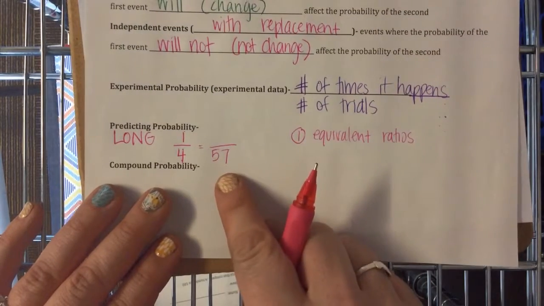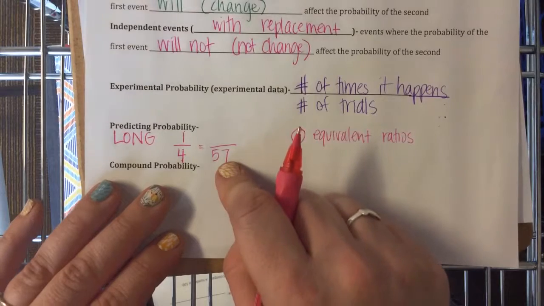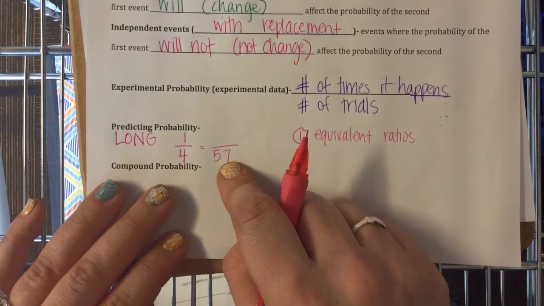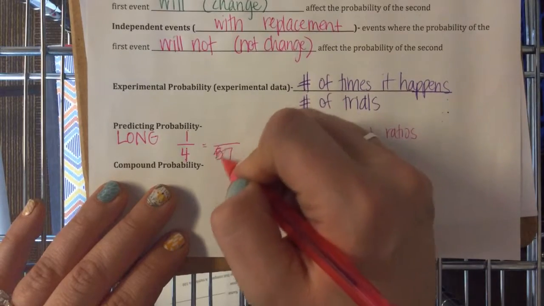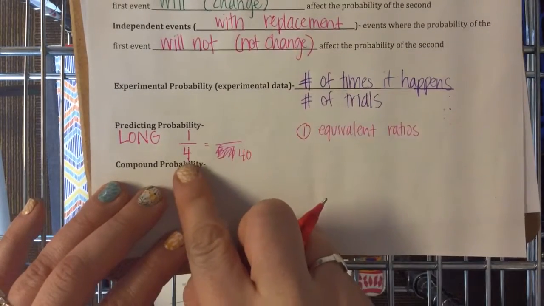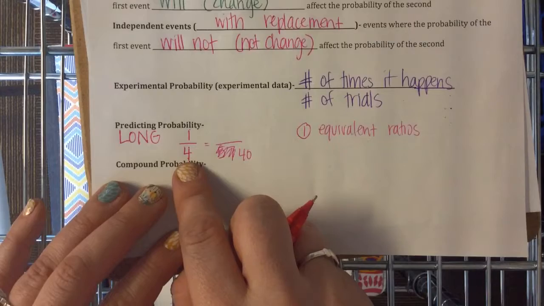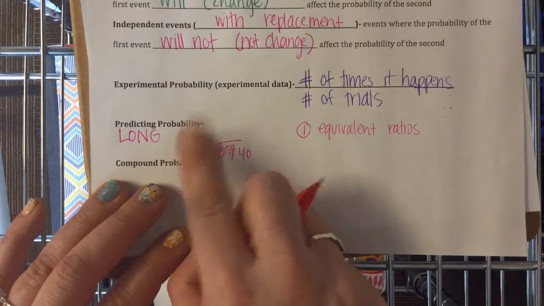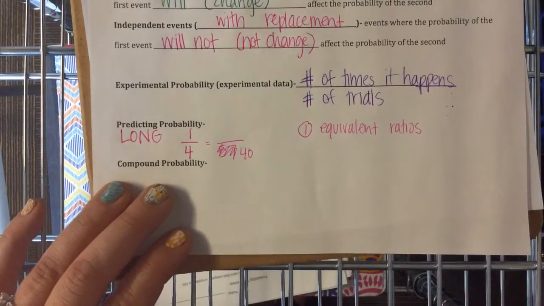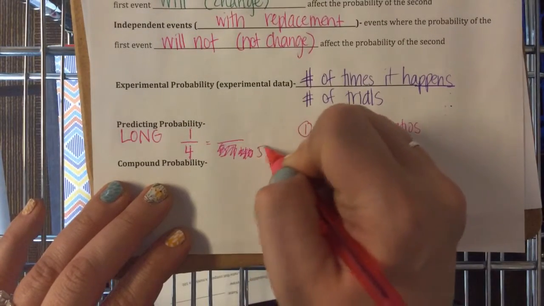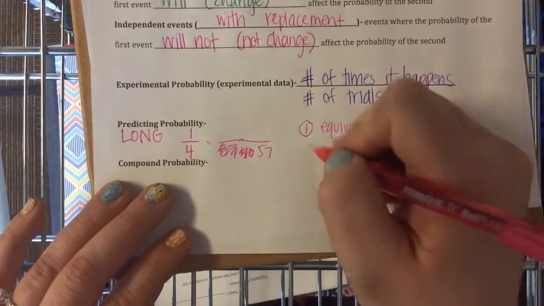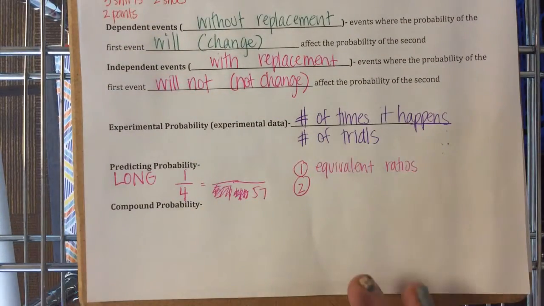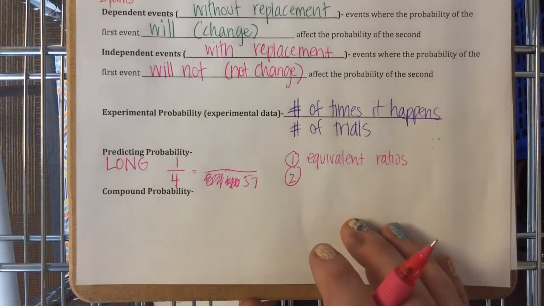If this wasn't 57, if this was 40, would it be easier? If it was 40, what would you do? Yeah, I'd know 4 times 10 is 40. So 1 times 10 is 10. Done. But it's not 40. It's 57. So equivalent ratios doesn't always work. It works, but it doesn't always work. What's the other way that you could figure it out?